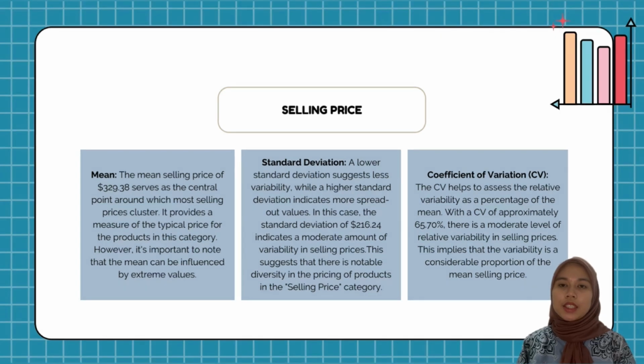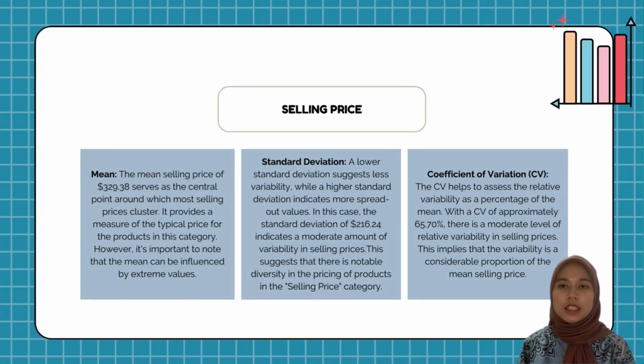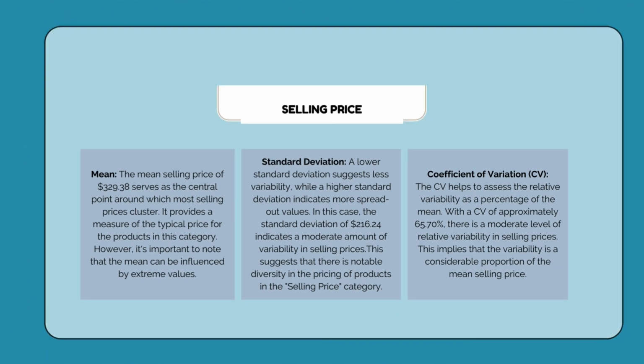For selling price, we can see the mean is $329.38, serving as the center point around which most selling prices cluster. Standard deviation shows an amount of $216.24, which also indicates a moderate amount, and the coefficient of variation is 65.70%, which is a moderate level of relative variability in selling price.